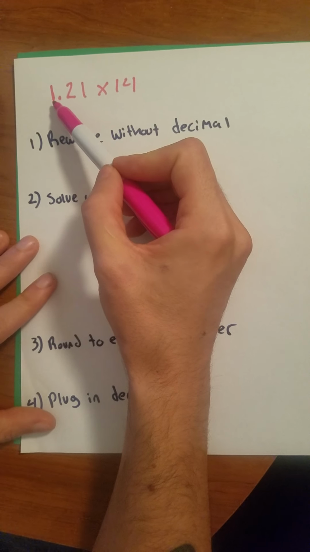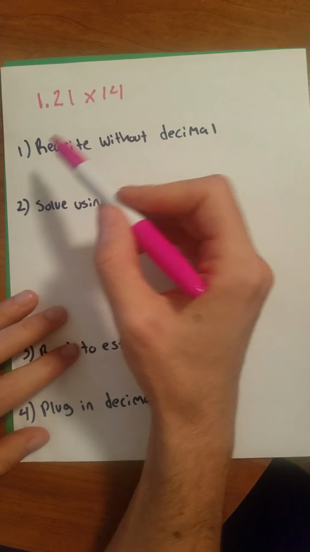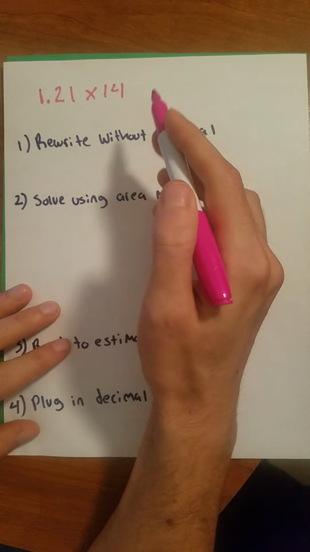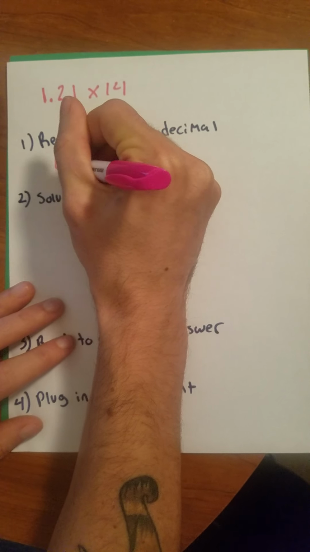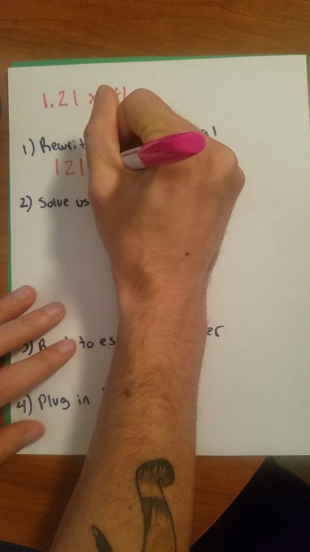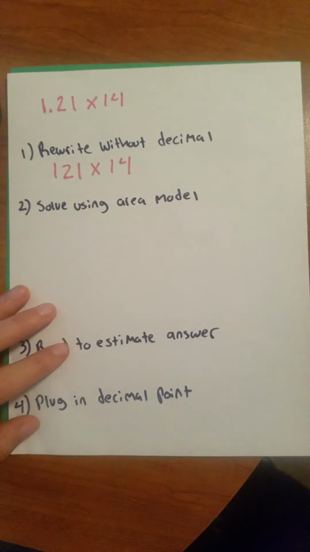So to start, we have 1.21 times 14. Our first step, we're going to rewrite this problem without the decimal. So 1 and 21 hundredths becomes 121, and the 14 had no decimal. So this is our new multiplication problem.